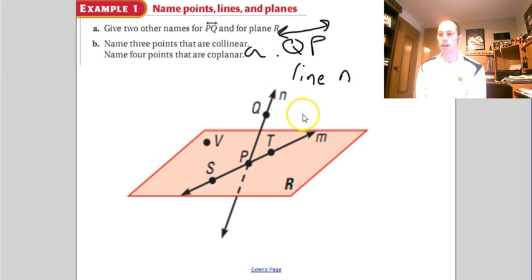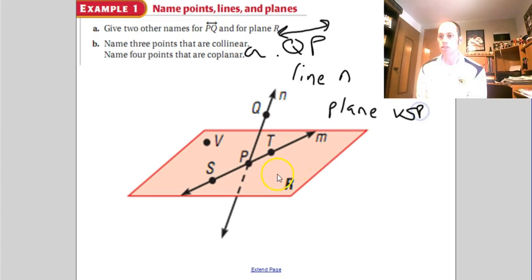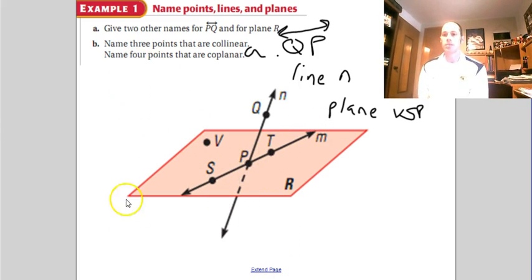And for plane R, that's this plane here. It signifies, on the diagram, it's this quadrilateral right here. So we can choose any points that are not all collinear. So we could say plane VSP would be another way to name that one, or any combination of points in there. One we could not choose would be plane SPT, because that's not enough to signify a plane, it's just a line.